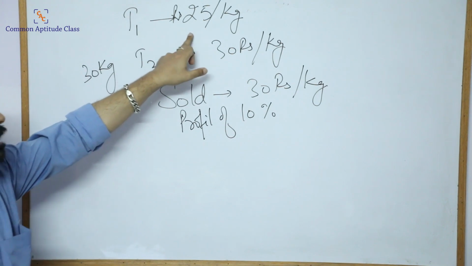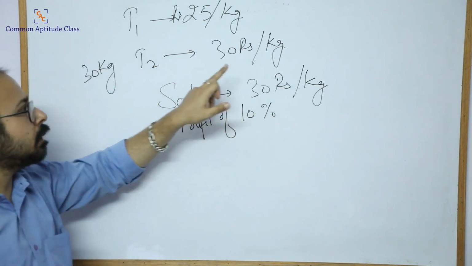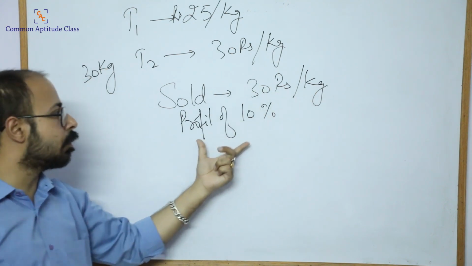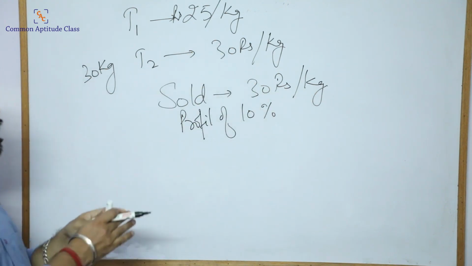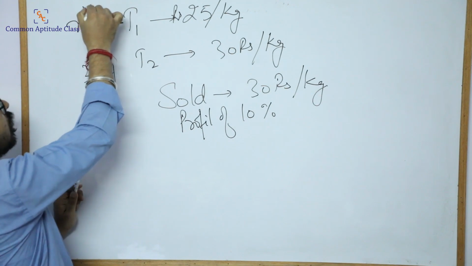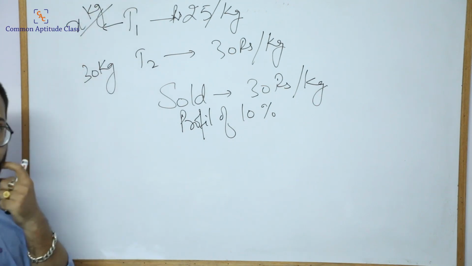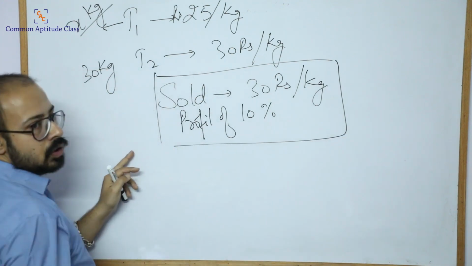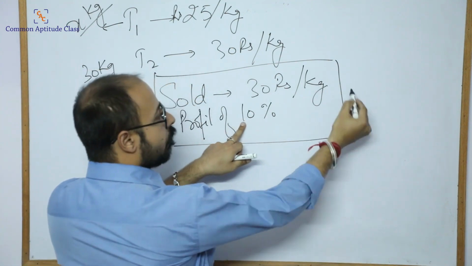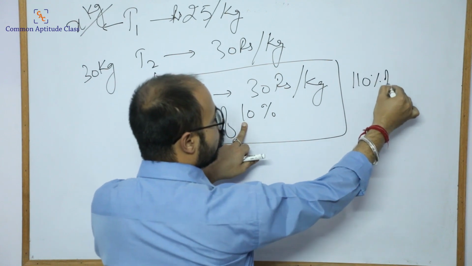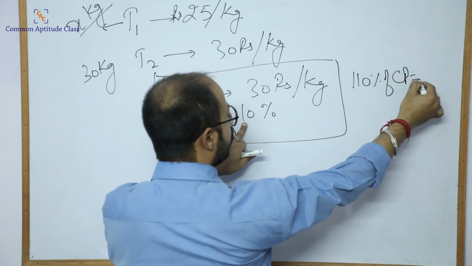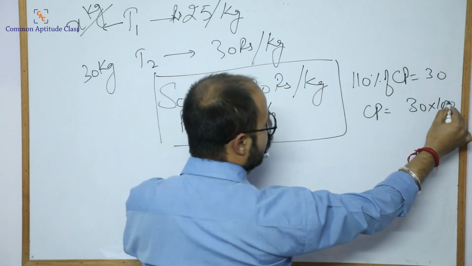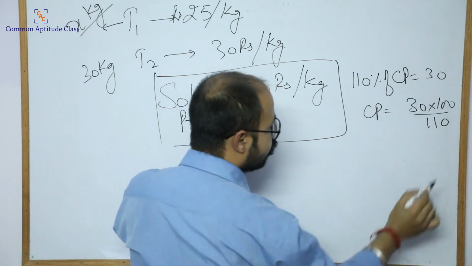T1 is 25 rupees per kg, T2 is 30 rupees per kg, but the quantity of T2 is 30 kg. Sold at 30 rupees per kg with a profit of 10%. Find the quantity of T1. How many kg is it? So how can I do it? First find the average cost. So what is the profit? I can write 110% of cost CP is equal to 30. So CP is equal to 30 into 100 upon 110.